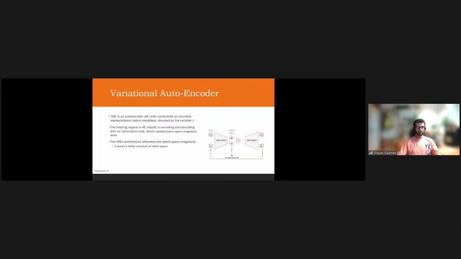VAE is an autoencoder with constraints on the encoded representation, or latent variables, denoted by variable Z. The applied constraints ensure that the encoder produces latent variables with a predefined structure and properties. VAEs have shown an excellent capacity to produce various high-quality content such as images, text, and sounds. The training regime in autoencoders results in encoding and decoding with no information loss, which causes a latent space irregularity issue. The VAE's architecture alleviates this issue by encoding the examples following a probability distribution P(Z), like a Gaussian distribution. In this manner, VAEs ensure a better structure of latent space by forcing the encoder to return a distribution over a latent space instead of a single point.